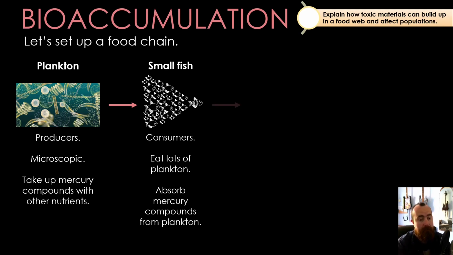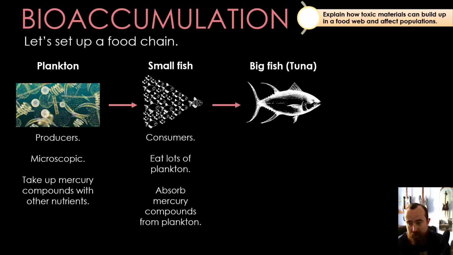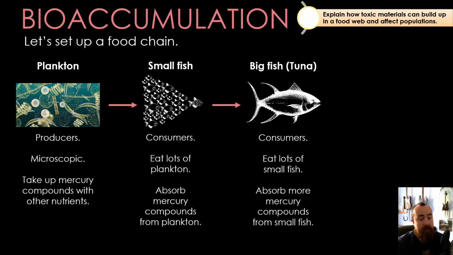up inside their body. Now, along comes a big fish. This is a tuna fish. Tuna fish is the next level of consumer, and it eats lots of small fish. Those small fish which contain mercury, it eats them, and it eats a lot of them. And as it eats them, the mercury that's found inside the fish builds up inside the tuna's body. So this tuna fish now has quite a lot of mercury inside it. The fish isn't particularly harmed, but it does now have quite a lot of mercury.